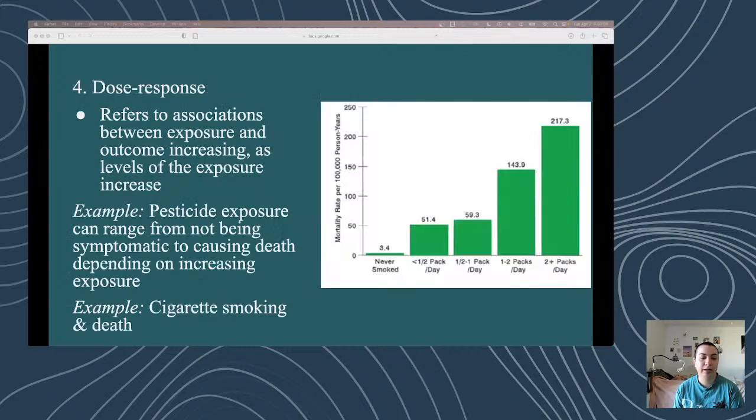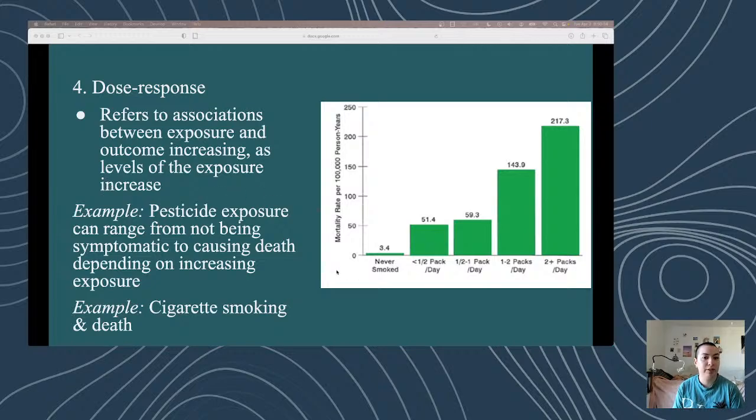The next criteria is dose response. My students last semester had trouble with this, so really put this graph into your mind. This will come up. Dose response refers to exactly what it says. The higher the dose, the more the response, or less dose, less response. Refers to associations between exposure and outcome increasing as the levels of exposure increase.